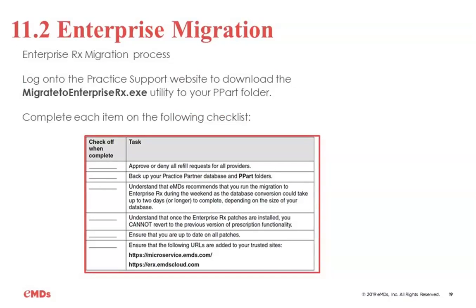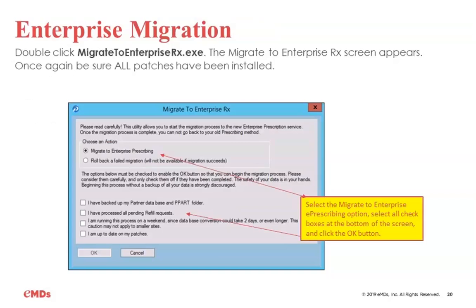But this migrate to Enterprise RX is what's going to kick off your patching, right? So here's some of the stuff we already talked about down at the bottom. I'm not going to repeat it. Here's the screen once you launch it. You want to click on that top button, and then you're going to be asked to click on all those check boxes. See that last one? It says, I am up to date on my patches. Okay? Be honest about it and make sure you're prepped.